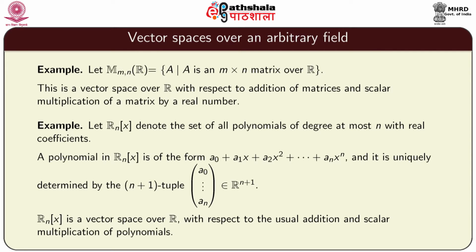Now, we all know how to add two polynomials, the usual addition, and also how to multiply a polynomial by a real number, say lambda, that is also the usual scalar multiplication. And this is again a very interesting vector space with respect to these usual addition and scalar multiplication of polynomials.